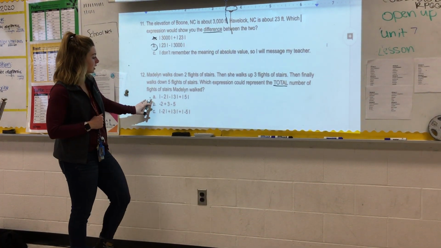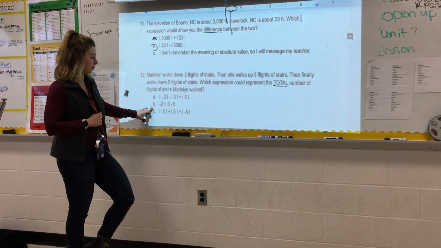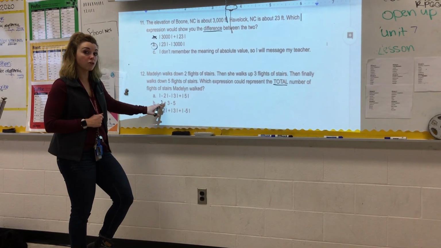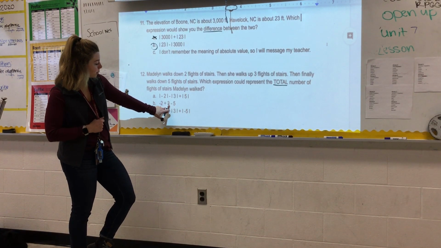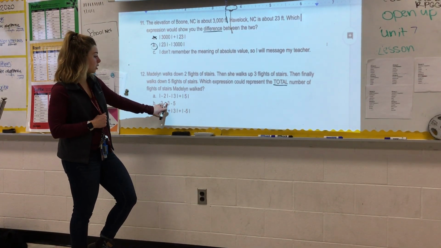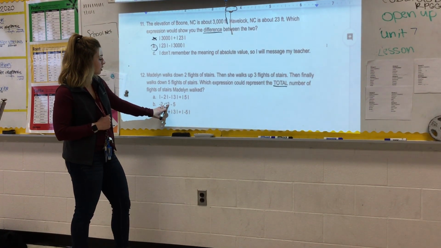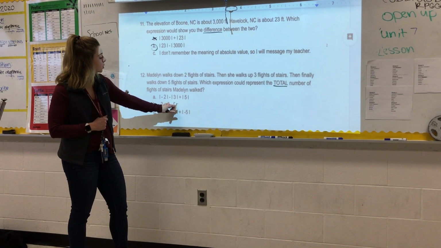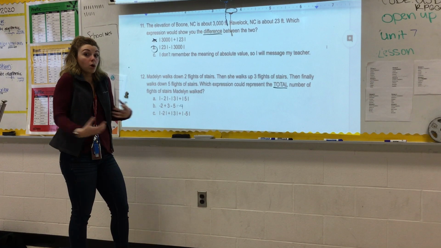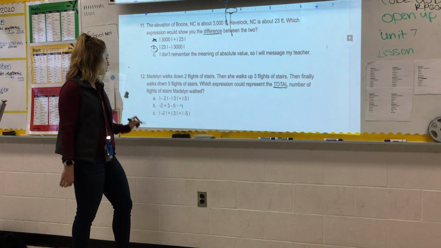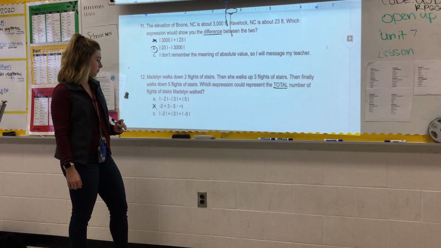So I'd like to go ahead and look at B first, because B doesn't have any absolute values. If we just solve B straight across, we have -2. We're going to combine +3 with it, which would leave us at +1. And then we have +1 minus 5, which would leave us at -4. Like I just said, she can't walk negative stairs. She did it, it happened, so B would not be our answer.